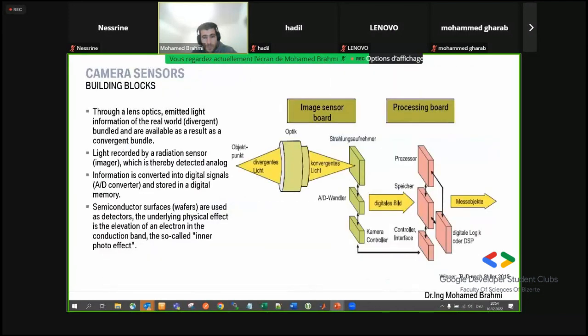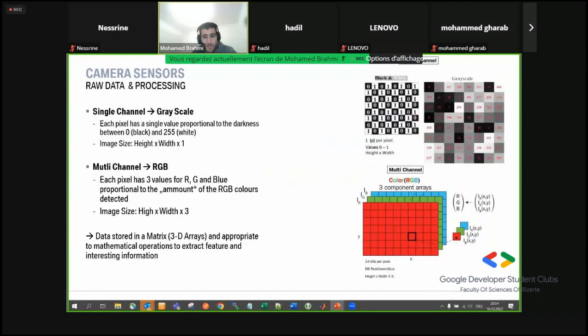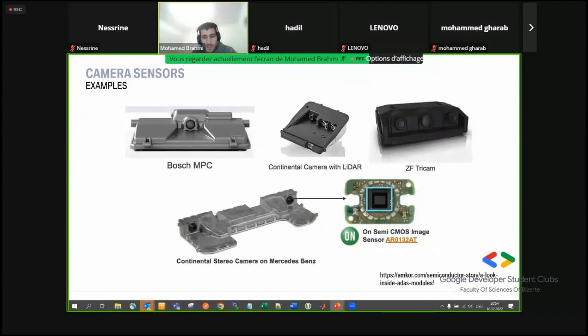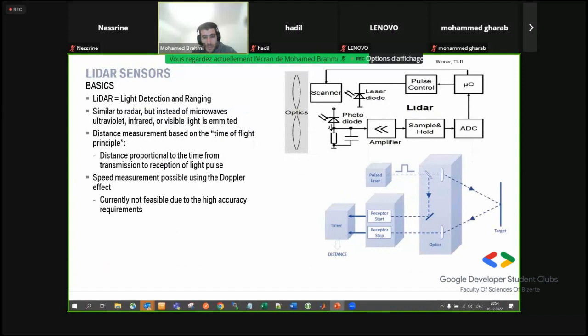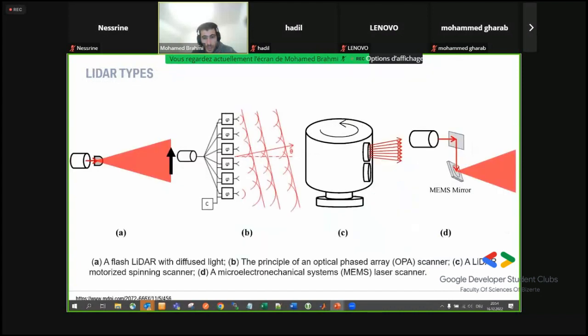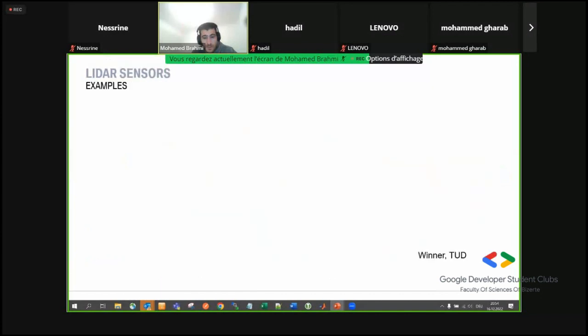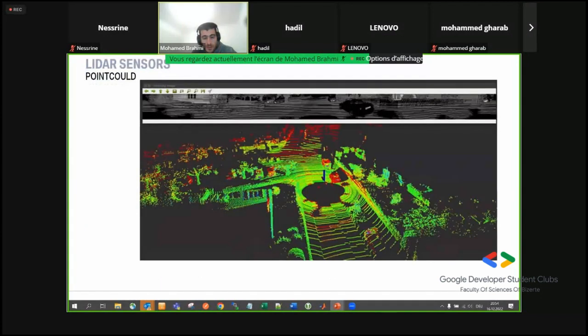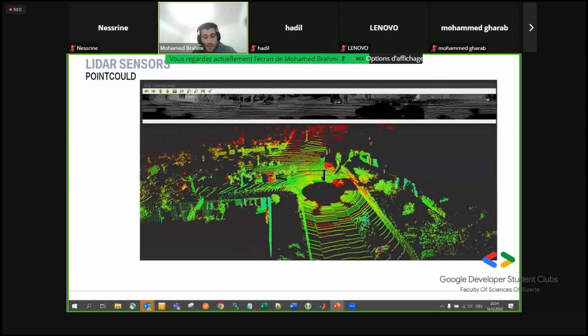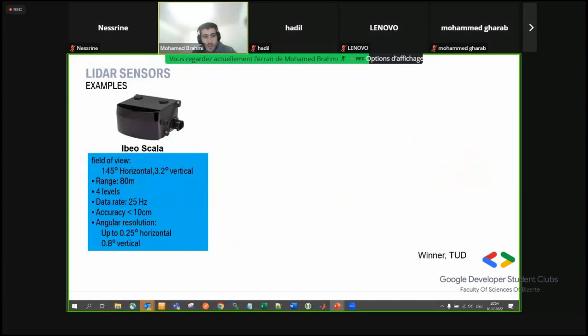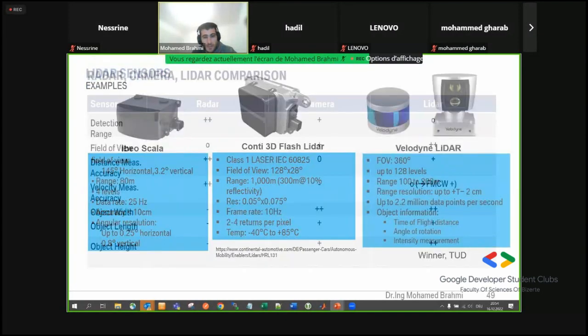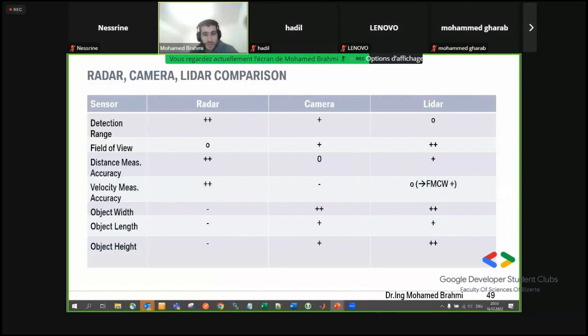Here also I wanted to show you how the camera systems work, and some examples of the camera systems, how the laser systems work with the time of flight, some types of laser systems. Here you see an example of a laser system detecting the environment. Here you see some examples of some radar systems, and here a comparison of the sensor technologies.